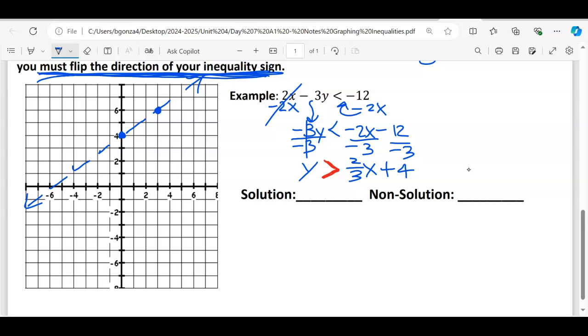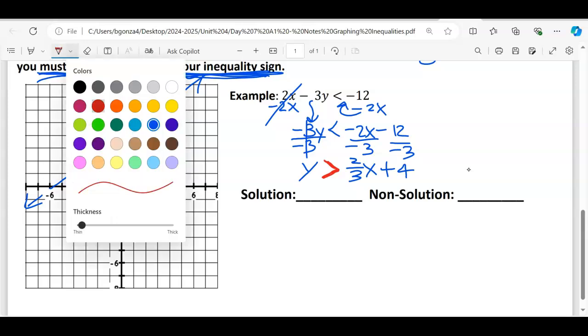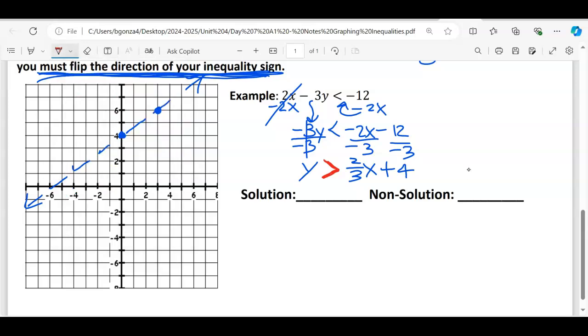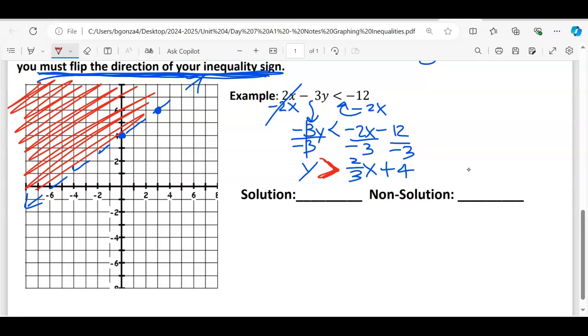Now, the next thing we got to do is shade. Are we shading above or below? Now look, the original inequality was less than. If you don't change it, less than would be below, right? But since we divided by a negative, we had to flip it, and now it's a greater than sign. Am I going to shade above or below? This means I'm shading above. So that is how you do it.